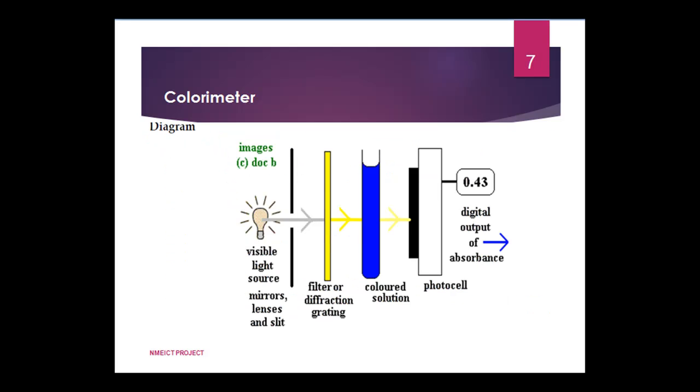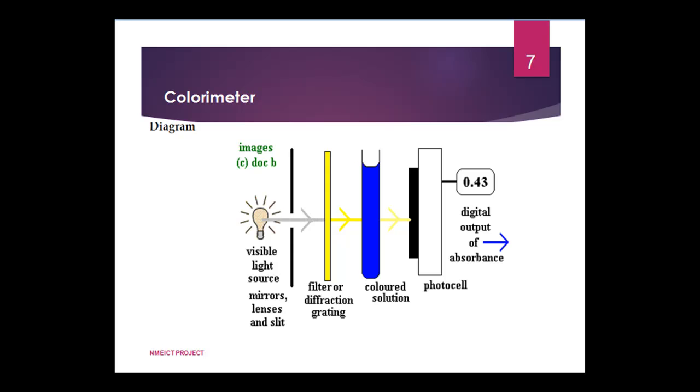As shown in the flow diagram, the tungsten lamp emits light of wavelength between 400 to 900 nanometer, which passes through a slit, condensing lens, filter, and finally emerges as a parallel beam of monochromatic light. The monochromatic light passes through the sample solution and the transmitted light falls on the photocell. The photocell converts the transmitted light energy into electrical energy, which is amplified and measured by the galvanometer. The galvanometer is calibrated to read absorbance or transmittance directly.